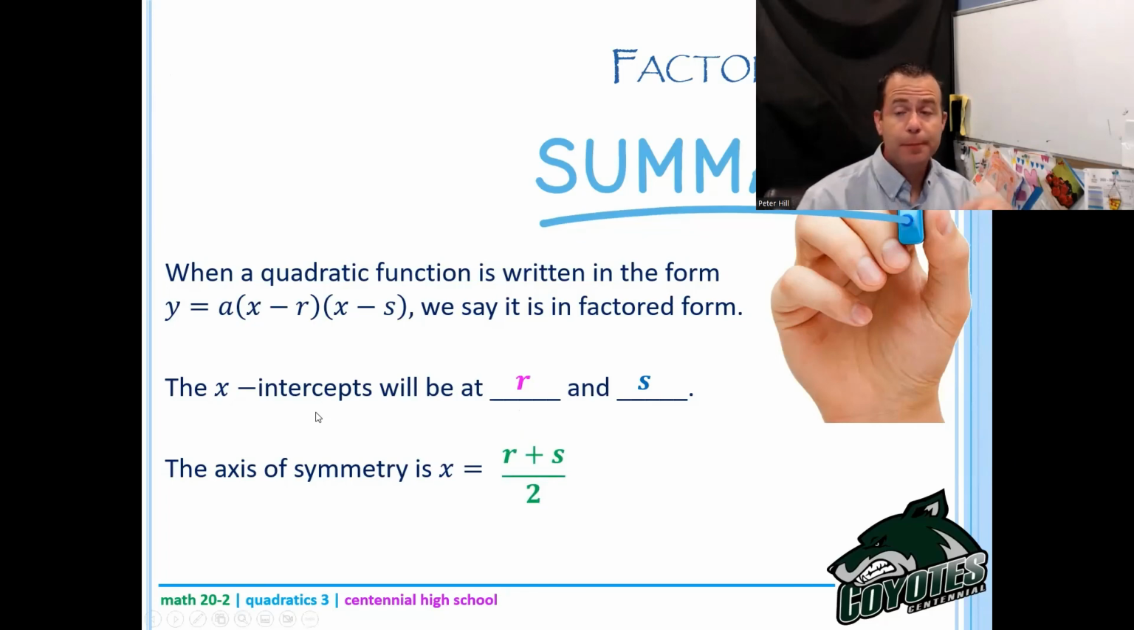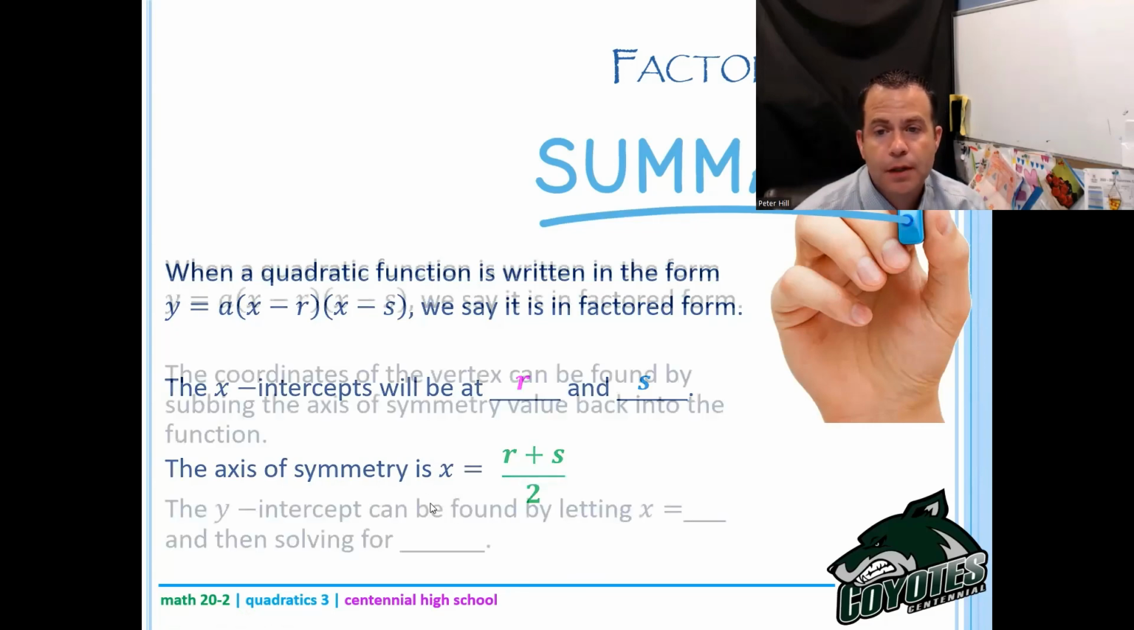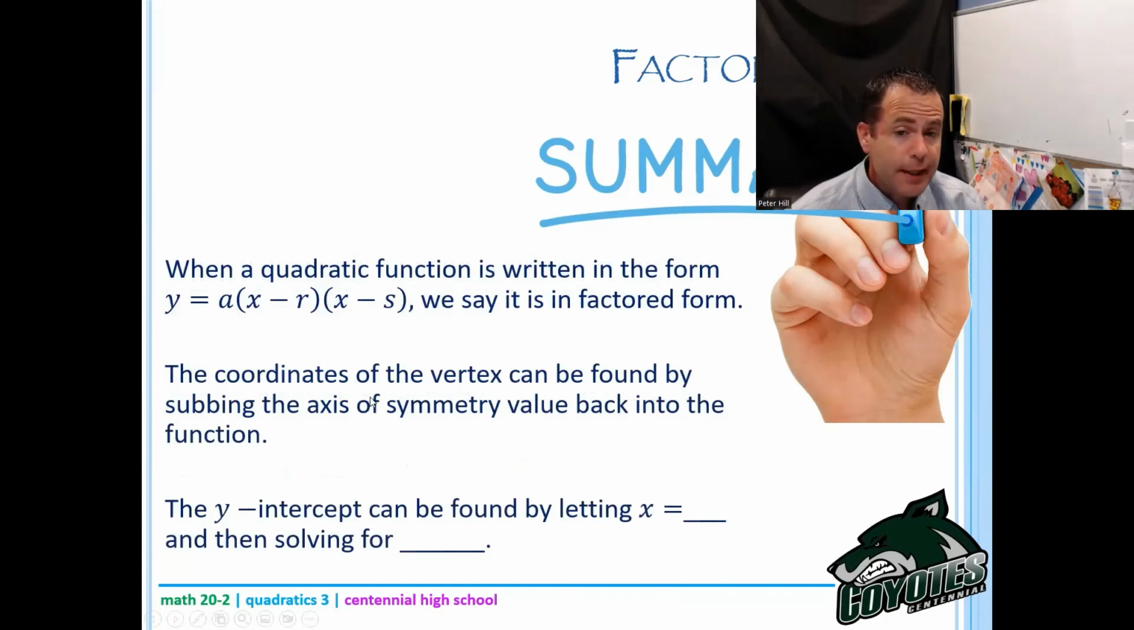Remember, you can always pause. The great thing about videos is you can shut me up anytime you want. You can pause, you can rewind. Make sure you're getting this into your head in such a way that it sticks, that it makes sense to you, okay? The coordinates of the vertex can be found by subbing the axis of symmetry value back into the function. That's what we've been doing for these last 3 examples. And then the y-intercept can be found by letting x equal 0 and solving for y.